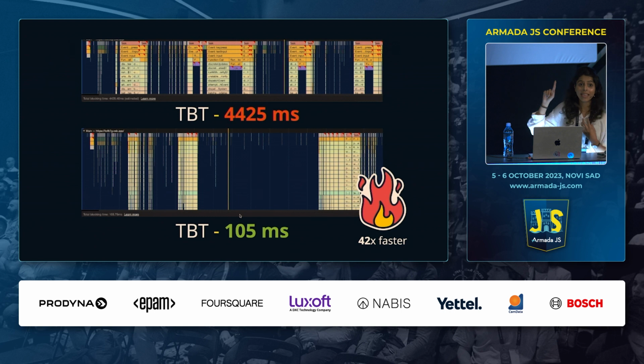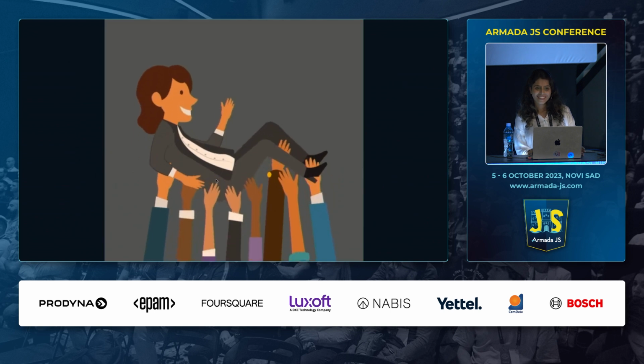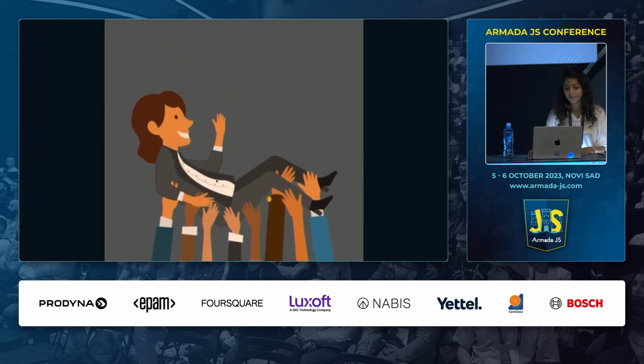This is the improvement actually. Before, in the example I showed you, it was 4,425 milliseconds, and now TBT is 105 milliseconds. If you notice the second picture, there are not many red blocks. So we have improved the performance by 42 times just by using a very small feature like startTransition. Now everyone is happy, my boss is happy.